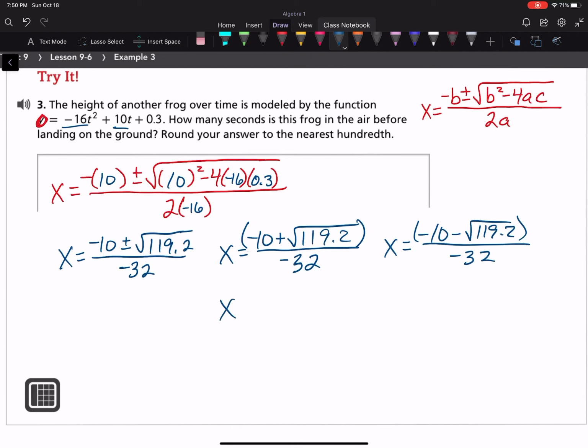For the first one, it is negative 0.03 seconds. And for the other one, when we subtract it, I bet it's going to be positive. It is 0.65 seconds. So this would be the answer that we would use, again, because negative 0.03 seconds is going back in time, so we don't want to go back in time. All right.